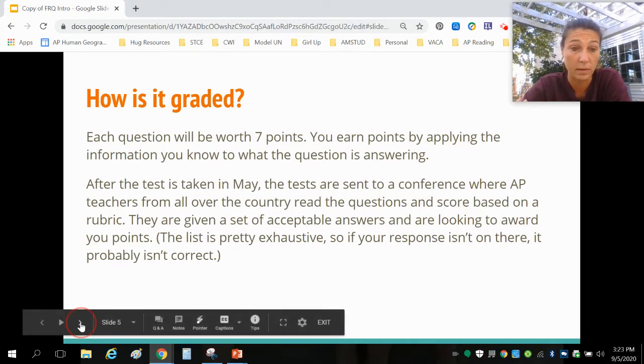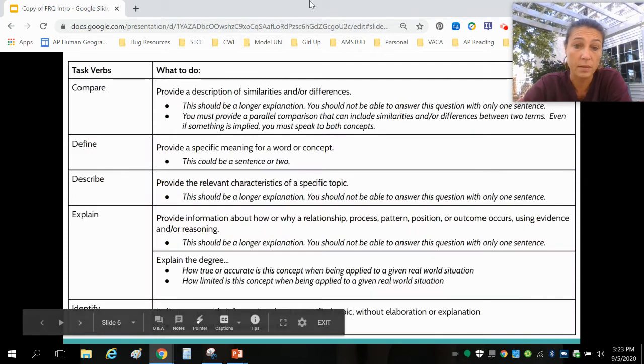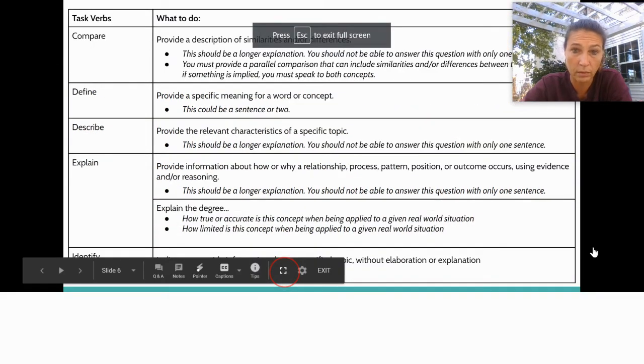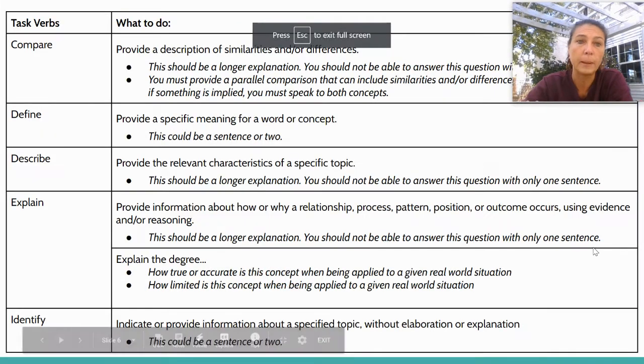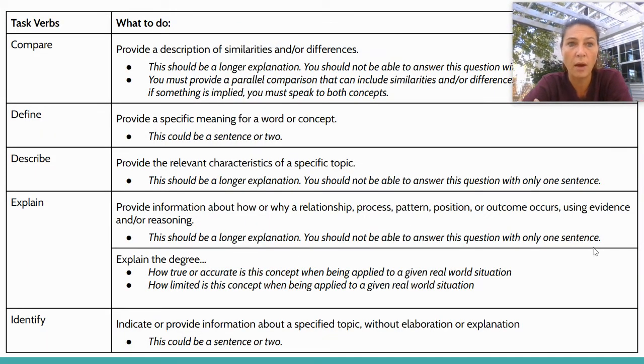I swear on this. Okay, this is an important slide as well. And hopefully if I make it big, it will look like it's supposed to look. So the FRQs are going to have task verbs, and the task verbs are just going to be one of these 5. So you're going to be asked to compare, define, describe, explain, and identify. Those are the only task verbs that you have to worry about.